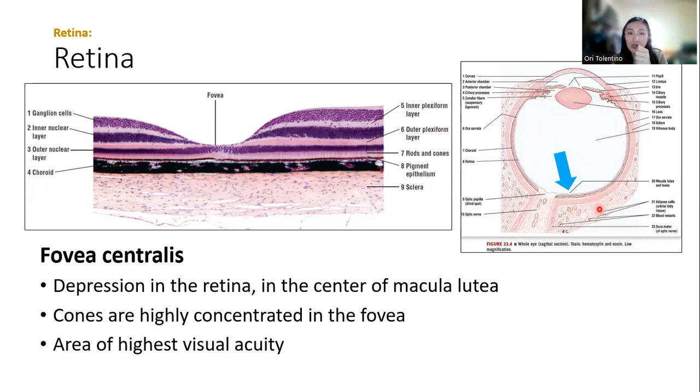You can use an ophthalmoscope and you can find a yellow layer at the back of the retina. It's called your macula lutea. And at the middle of that yellow spot is a depression called the fovea. So the fovea has the highest concentration of cones and is the area of the highest visual acuity.